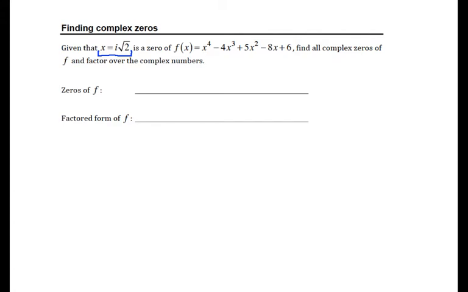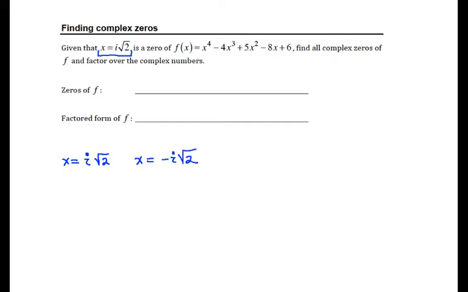And we will have to do synthetic division twice because we also know that the conjugate of i times the square root of 2 must be a zero of this function as well. So the zeros that we know, just based on the information we're given, are i times the square root of 2 and minus i times the square root of 2.